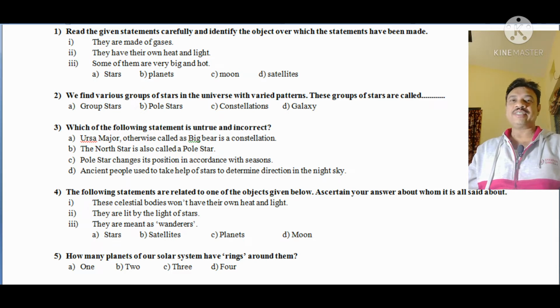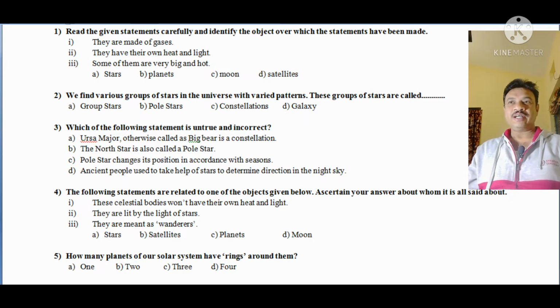Moon is also a satellite, that is a natural satellite of the earth. So satellite and moon both are not correct. Why are they not? Because they do not have their own heat and light, so that is impossible. And planets too, since they don't have their own heat and light, they get light and heat from the sun. That is also an incorrect option for you. So the only correct option left is stars, so you should go with A.